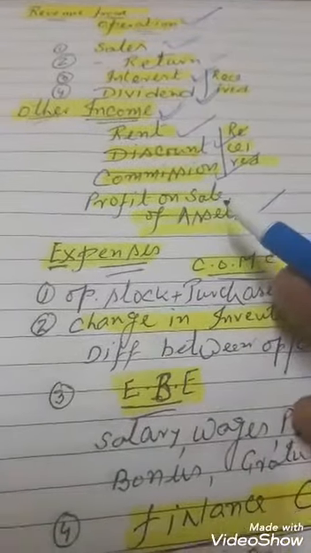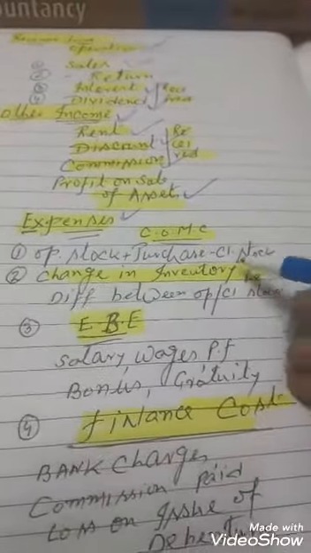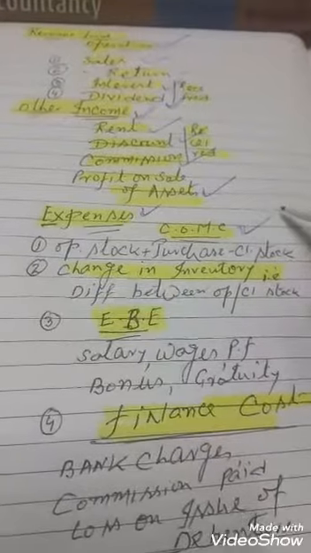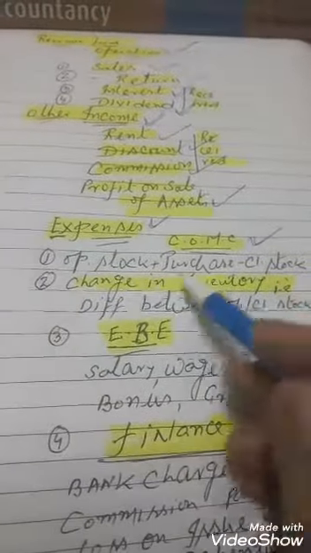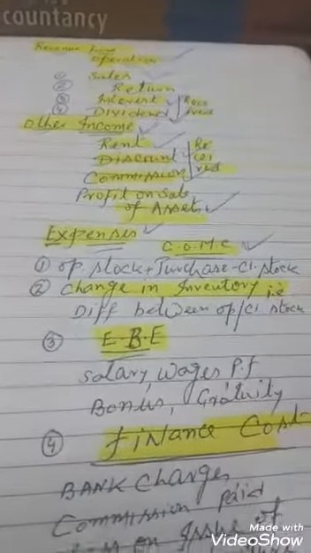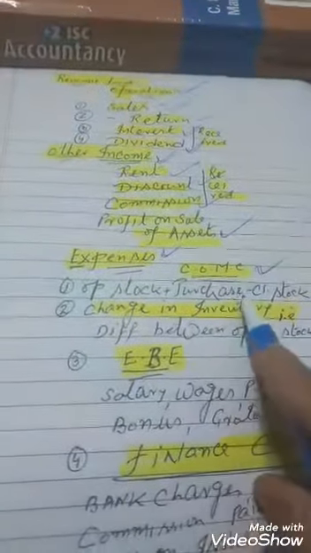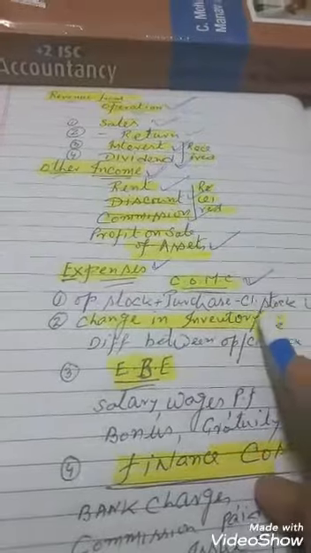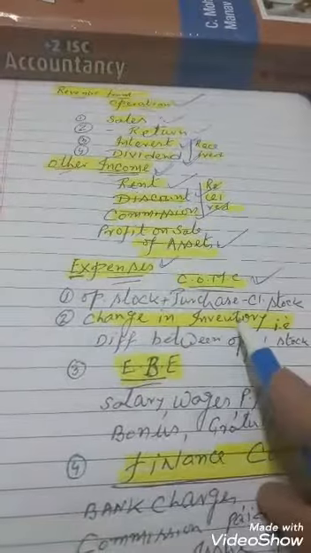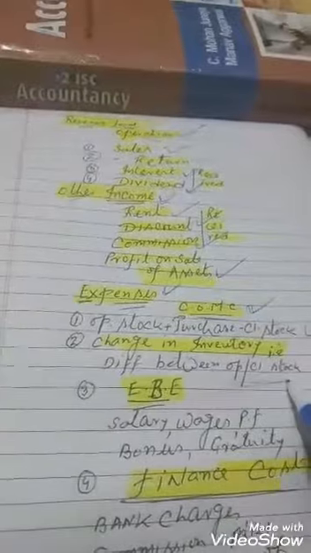Then I told you in the format, it comes expenses. Expenses first come cost of material consumed. Cost of material consumed is opening stock plus purchase minus closing stock. Then second in expenses, change in inventory, that is the difference between opening stock and closing stock.